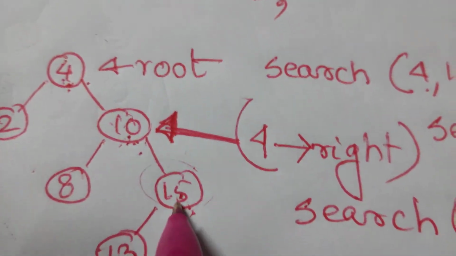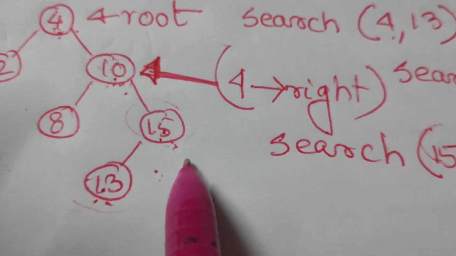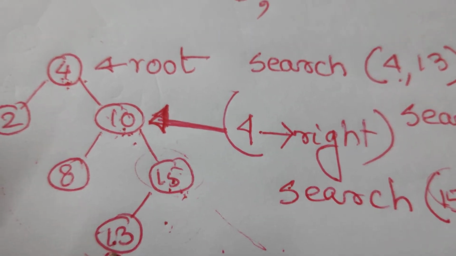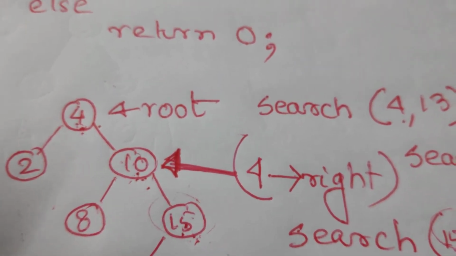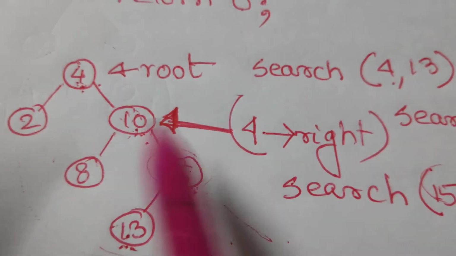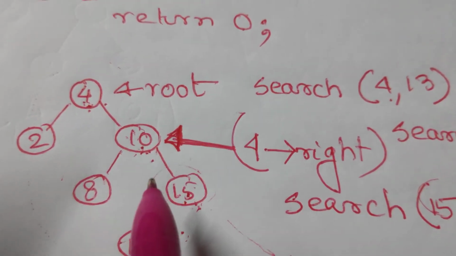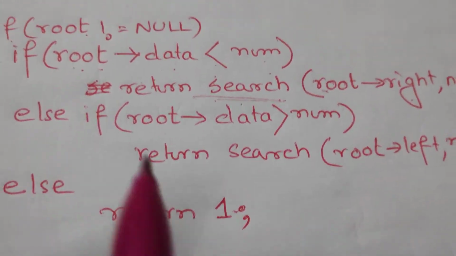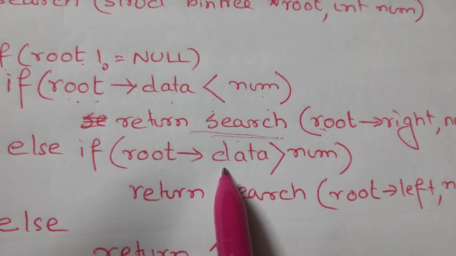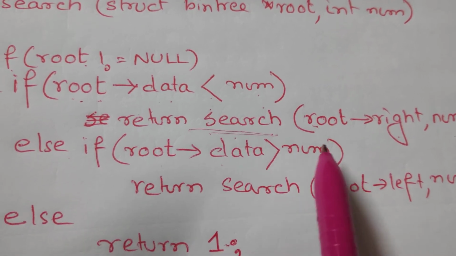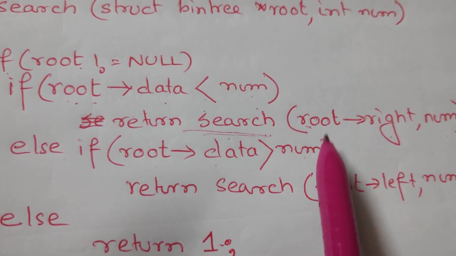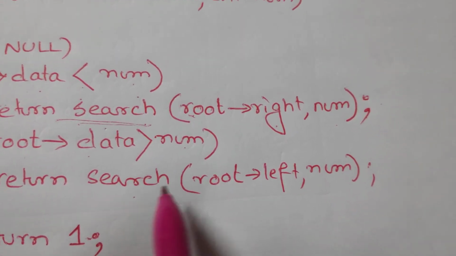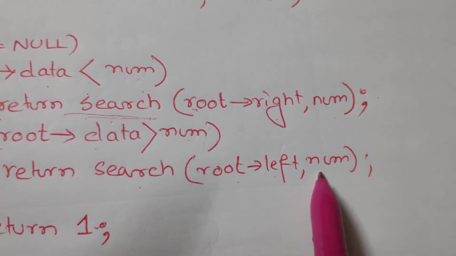So now since 15 is greater than the number, that means we have to ignore the right hand side and we have to search the number only towards the left of 15. Why? Because of the nature of binary search tree. Any number lesser than the root will always lie on the left. So since root data is greater than the number, that means the number is lesser, so it has to lie on the left hand side. So that is why search is getting called with root left and the number.